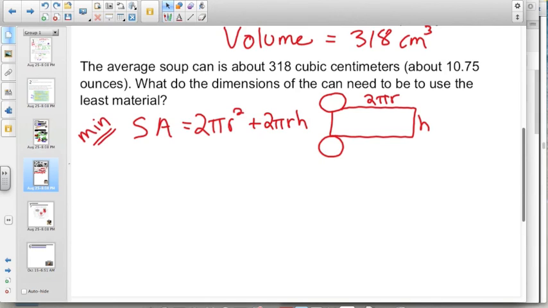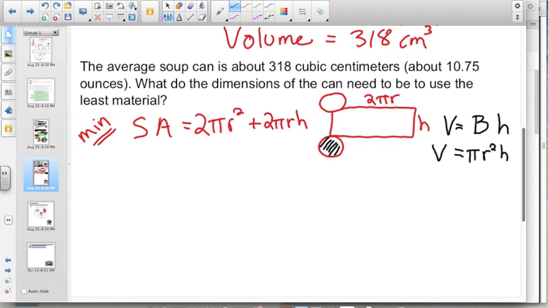But we also have a constraint. Our constraint is our volume. How do we find the volume of a cylinder? The height times the base. Yeah, the height times the area. The big B was the area of the base, remember? This is back in the day when you had geometry. And this is the base, pi r squared.